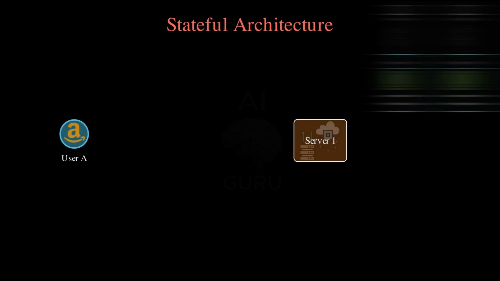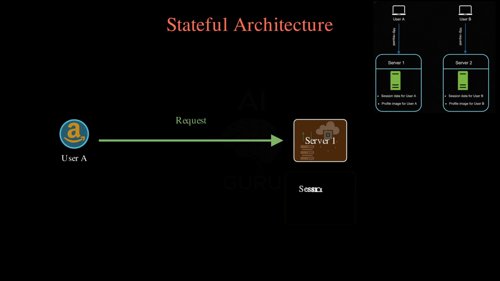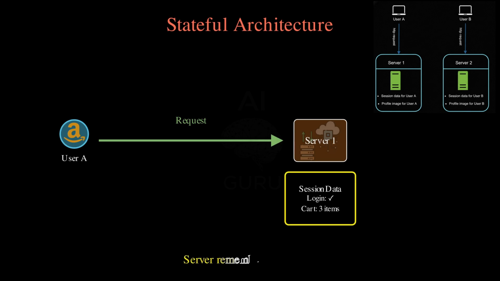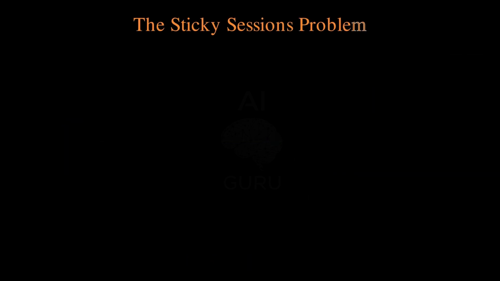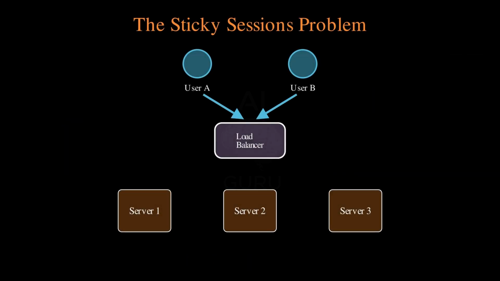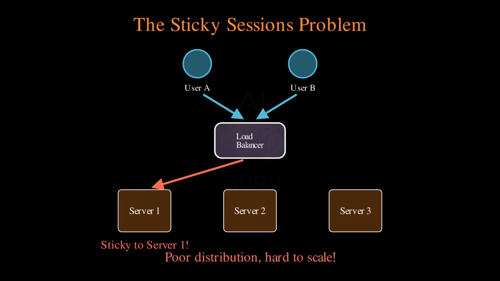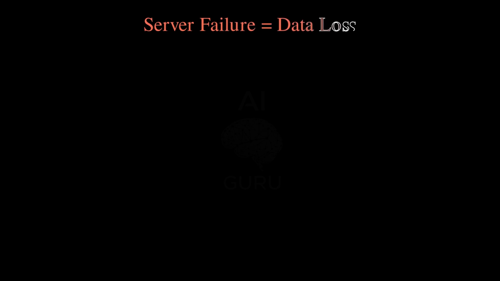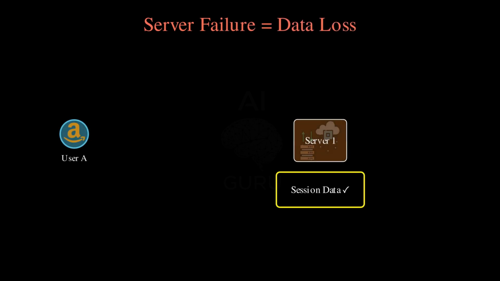It absolutely is. In a stateful architecture, the web server remembers the user's session data, their login status, their shopping cart, from one request to the next. Which then requires what are called sticky sessions on the load balancer, forcing user A's traffic always to go to server 1. And this makes adding or removing servers a logistical nightmare. If server 1 fails, all of user A's session data is just gone.